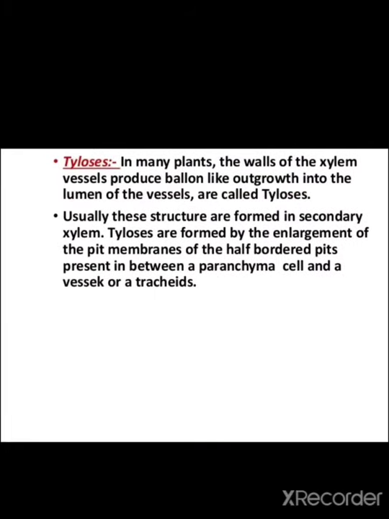Tyloses. In many plants, the walls of the xylem vessels produce balloon-like outgrowths into the lumen of the vessels. These specific vessels with balloon-like outgrowths are known as tyloses. Usually these structures are formed in secondary xylem.